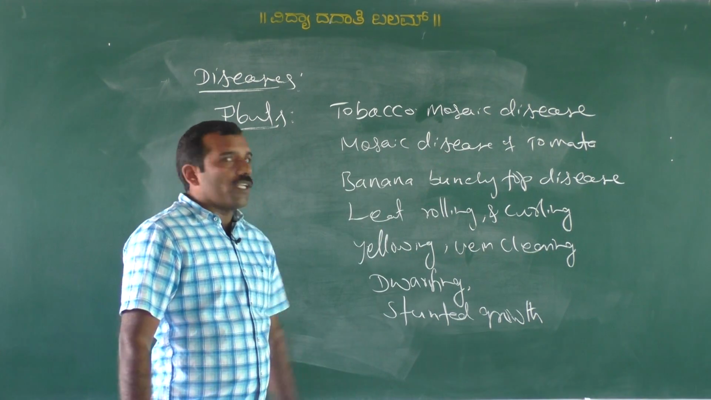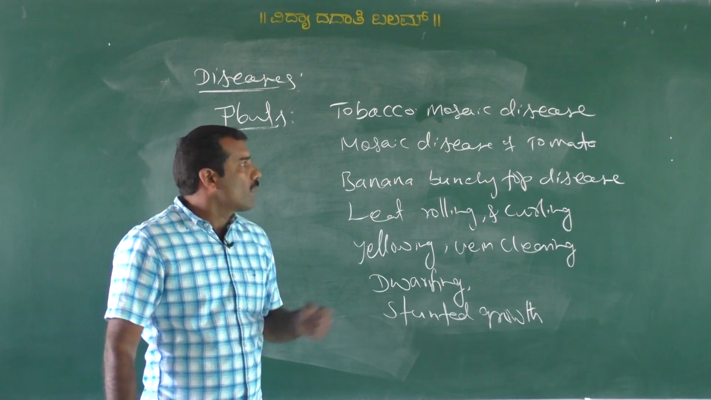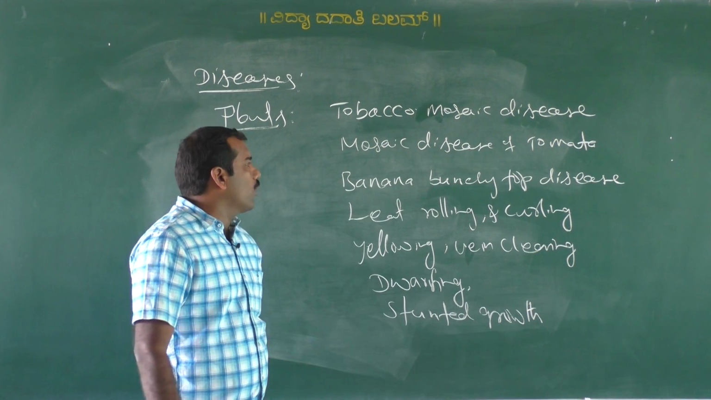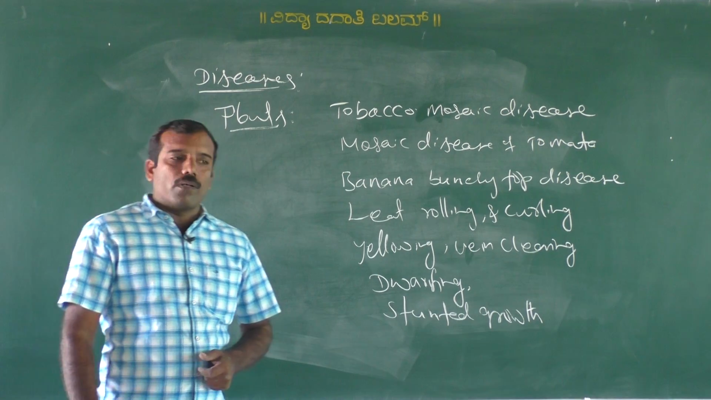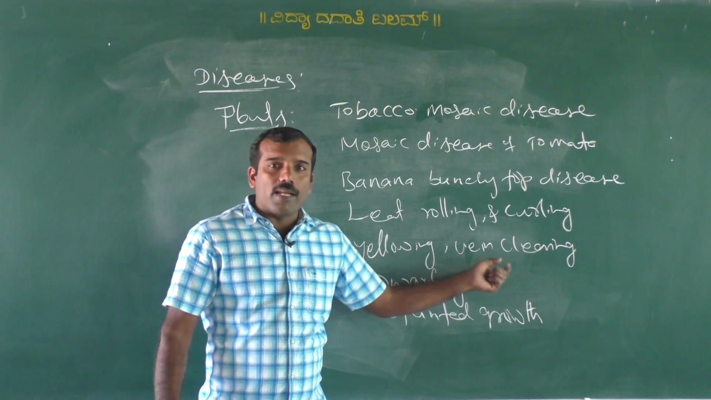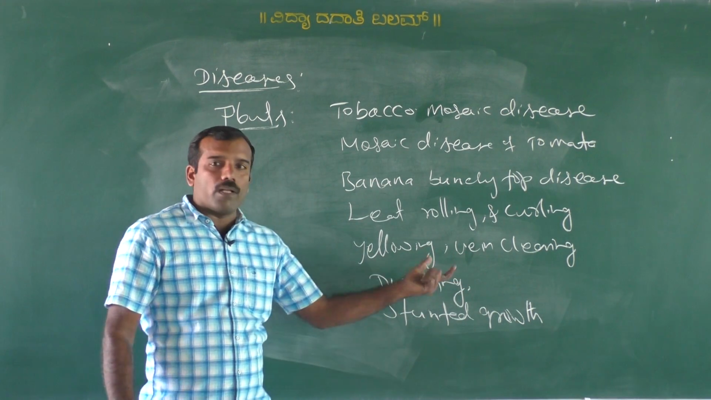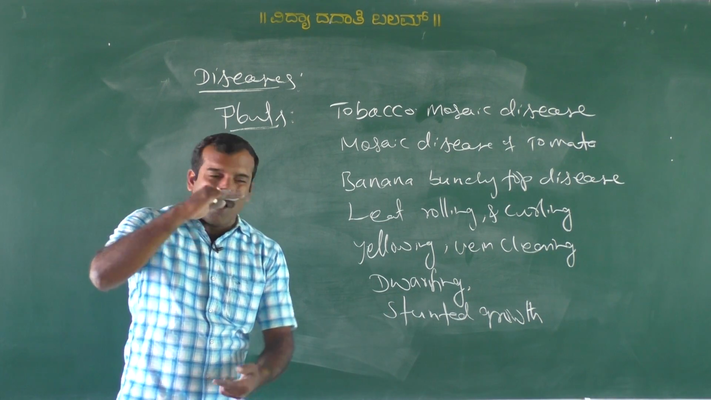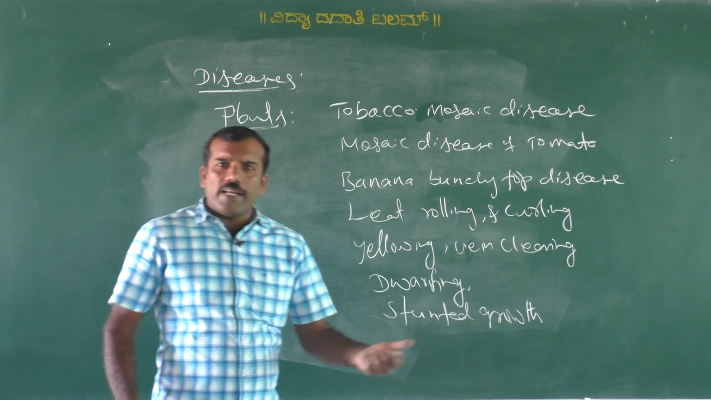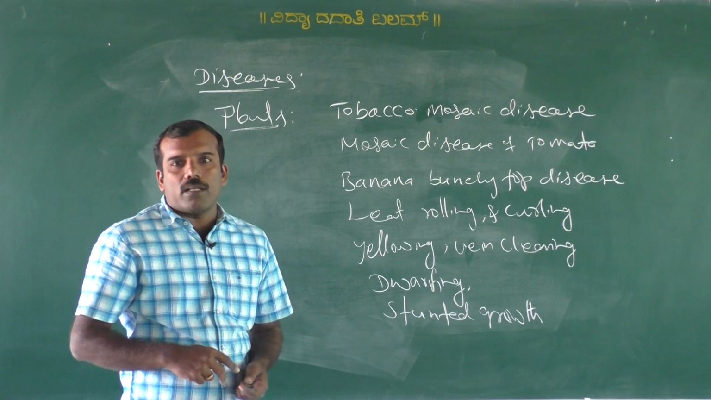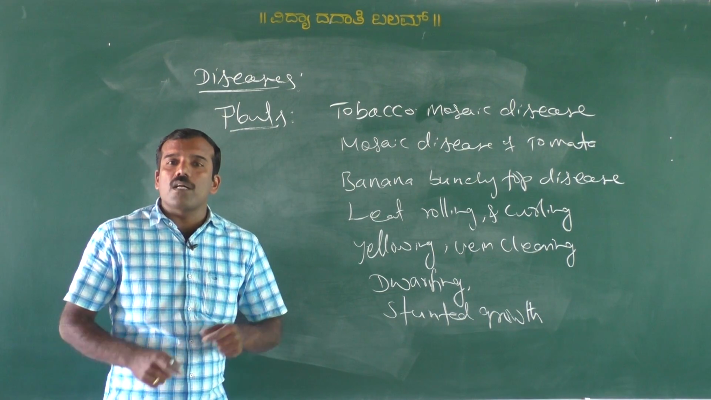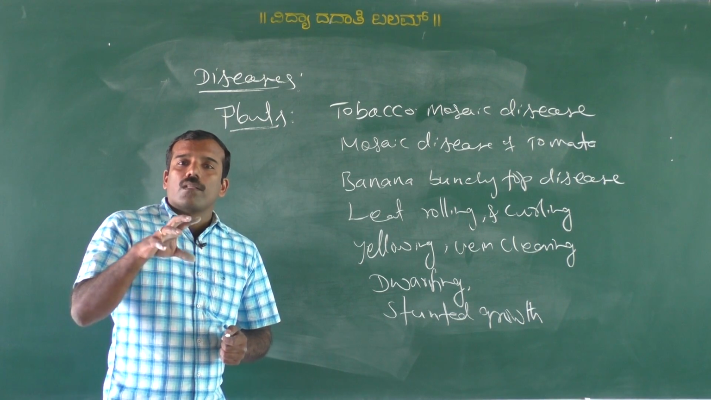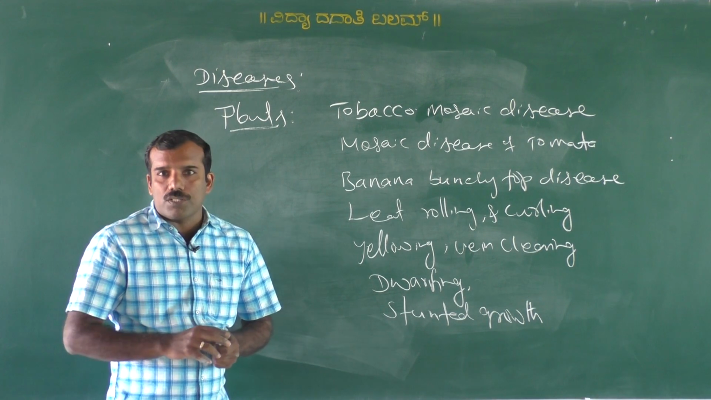Tobacco mosaic disease, even cauliflower mosaic disease, then mosaic disease of tomato, banana bunchy top disease, leaf rolling and leaf curling, yellowing and vein clearing, then dwarfing, that means the plant is very short, with stunted growth. Once again, the growth is inhibited. This is because of viral infection. These are some examples of viruses that cause disease to plants.